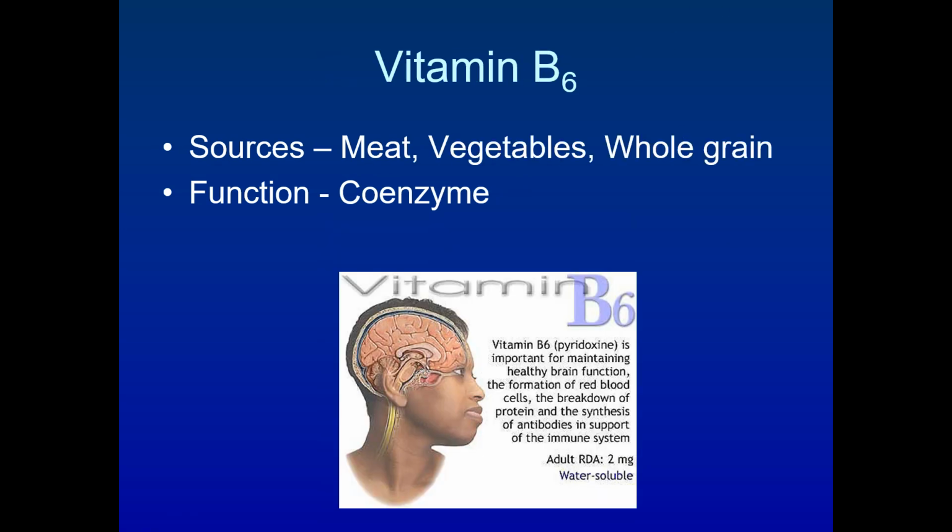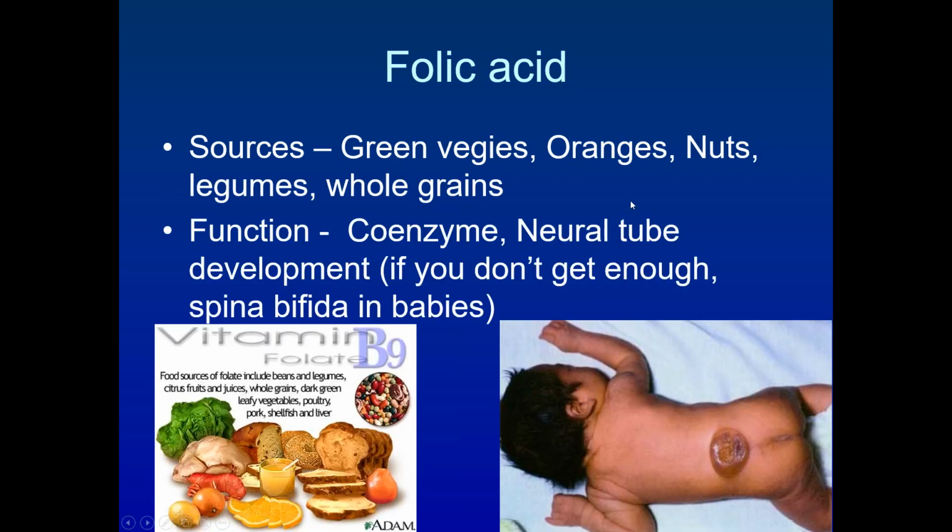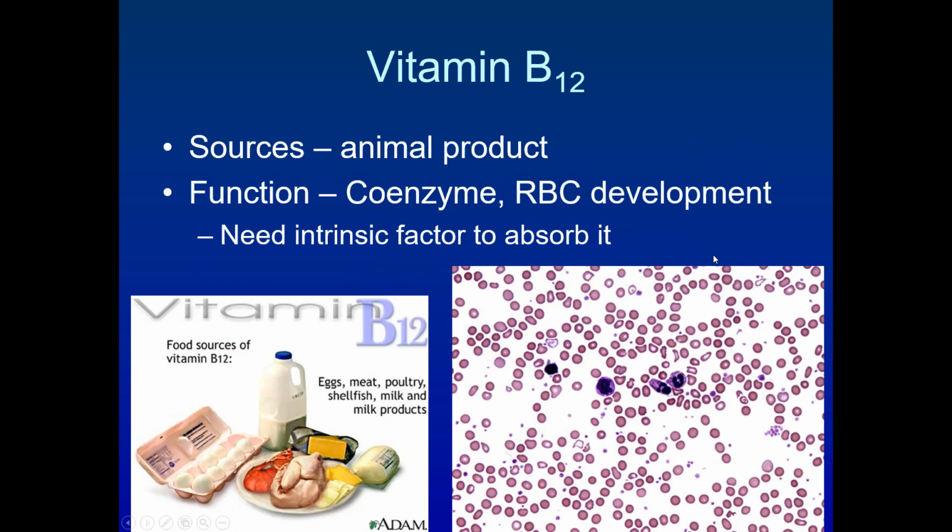Vitamin B6 is also called pyridoxine. You can get that from, again, any of these things up here, and it's just a general coenzyme. Folic acid we talked about a little bit last semester. Do make sure you write off to the side of this one that if a pregnant woman does not get enough, her baby can end up with neural tube defects like the spina bifida that we talked about last semester. The rest of that stuff, just make sure you get it.